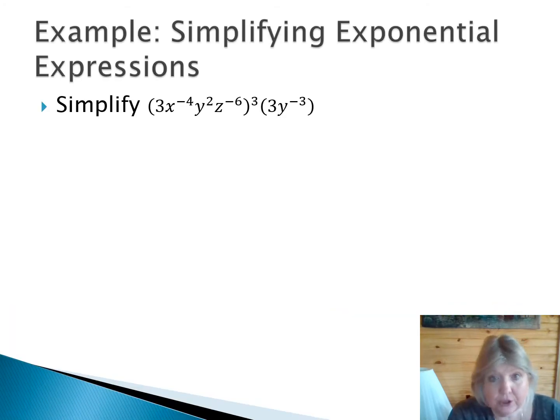Okay, so for the first example, again, just like the simpler ones in the last video, this is an exponential problem combined with a multiplication problem. So, as always, we're going to do exponents before multiplication. The rule for raising a product to a power says that each factor gets the power.